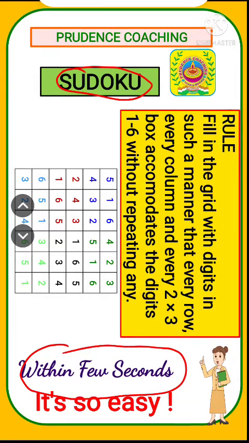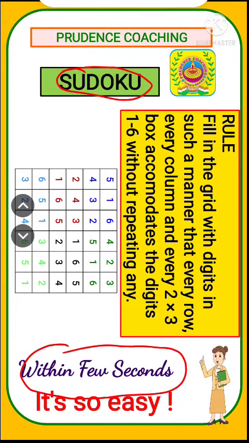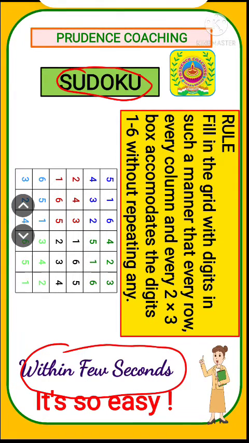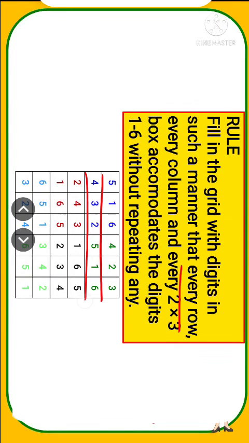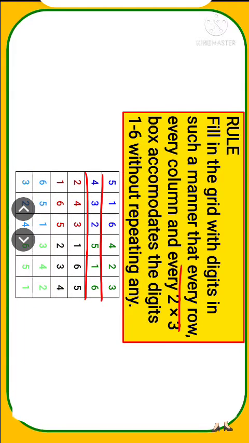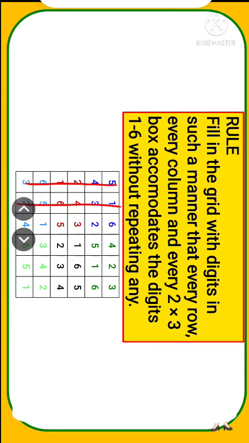Students, first you should know the rule behind this game, because we all know each and every game has a rule. So here also we have a rule. So let's first know the rule. Fill in the grid with digits in such a manner that every row. What is a row? As you can see, these are rows. The horizontal lines are called rows. And next we have every column. Which are the columns? These are the columns. Vertical lines are the columns.